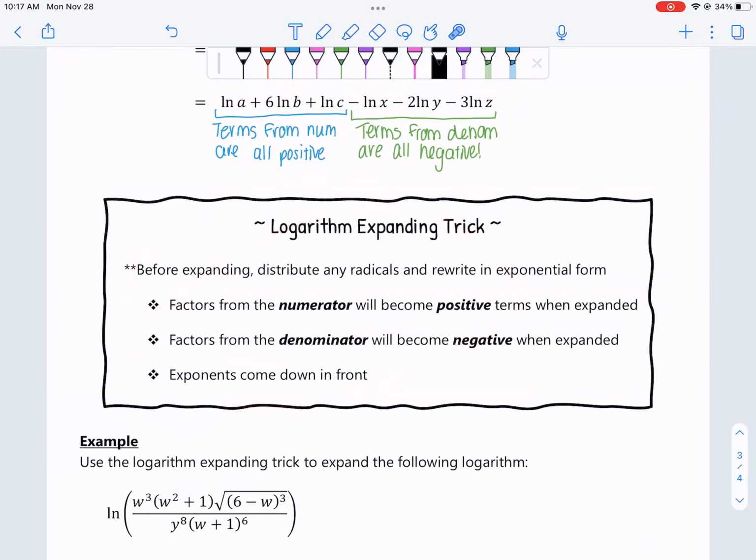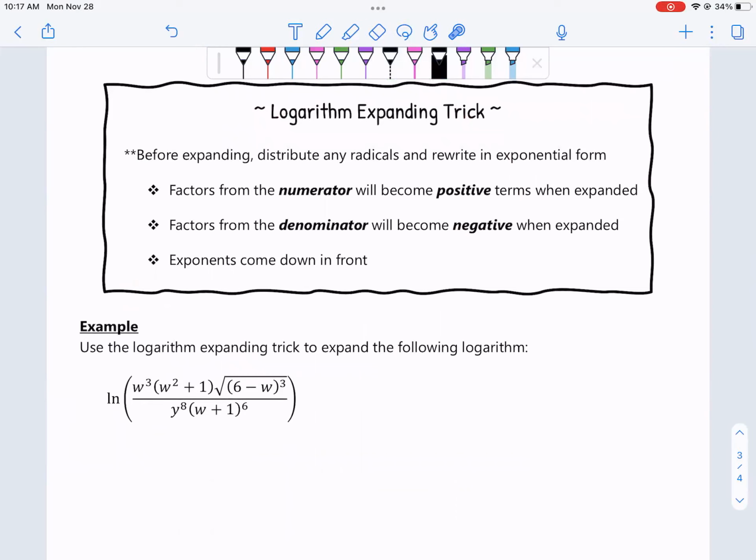So here it is kind of all written down. Before expanding, distribute any radicals, rewrite in exponential form. So you want everything in exponential form. And then factors from the numerator become positive, factors from the denominator become negative, and exponents come down in front.